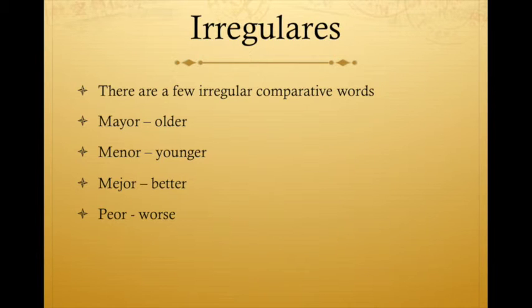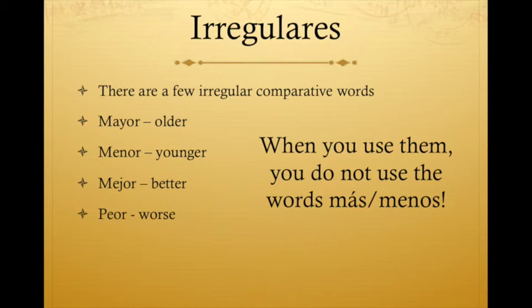mejor. So we don't say más bueno, we just say mejor. And more bad or worse is just peor. When you use these words, you do not need to use the words más or menos. So you wouldn't have to say, yo soy más mayor que tú. That would be like more older. Or menos menor que tú, less younger, also means older. Or más mejor means more better. So we do not use más or menos with these three words.